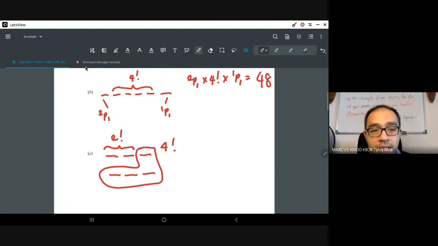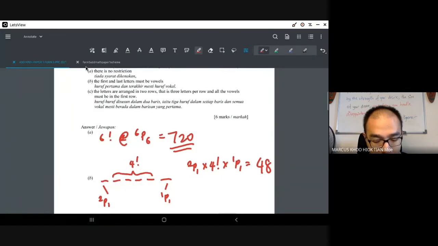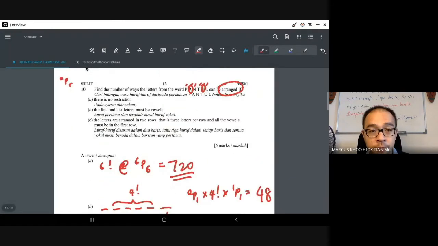But having said that, the 2 vowels that are on the first row, what are the possibilities? It doesn't have to be together, right? Yeah, it doesn't have to be together. They just say all the vowels must be on the first row.